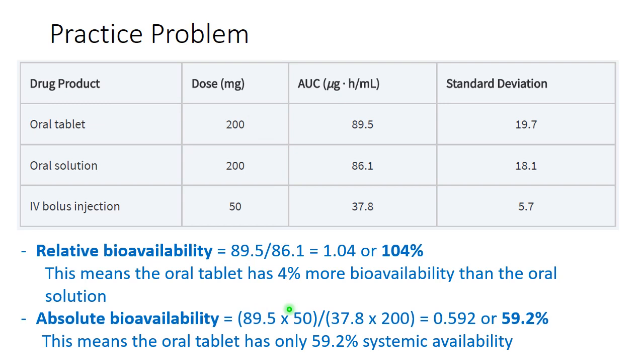So it's 89.5 times 50. Remember, on the top you have the opposite: the oral tablet AUC, but then the IV bolus dose, right? So the opposite products on the top, and then the same thing on the bottom: 37.8 times the dose of the oral tablet. That equals 0.592 or 59.2%. That means the oral tablet only has about a 59.2% systemic bioavailability. Obviously, it can never be higher than the IV, and if you ever get a number higher than 100% for absolute bioavailability, there's something very wrong with the calculation. So keep that in mind.